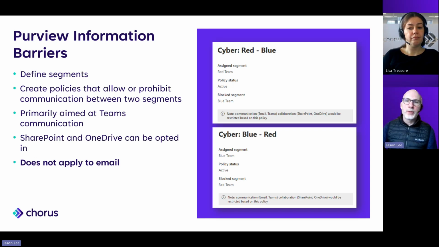If you do need more nuance, such as the ability to monitor communications between two sets of users only when specific types of information come up, then you'd be looking at the communication compliance capabilities that we just covered, rather than information barriers. This is primarily aimed at communication over Teams. You can opt in SharePoint and OneDrive as well. It doesn't cover email. So if you want to block email between different areas of your organization, you'd be looking at other tools, typically transport rules, to do that instead.